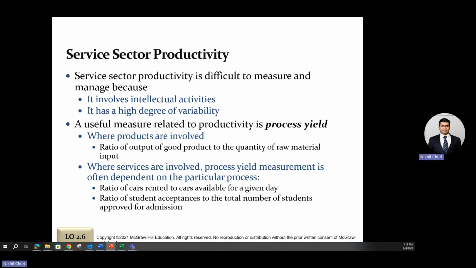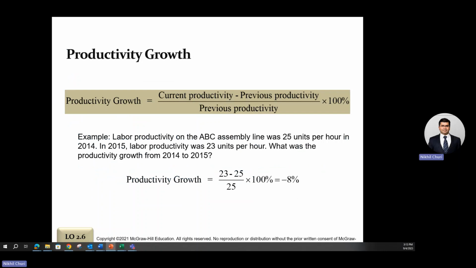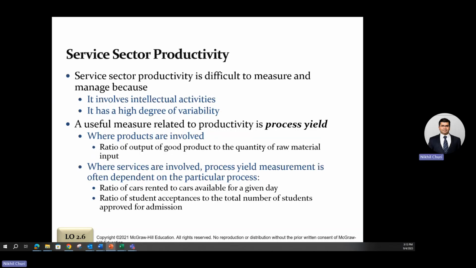Now, previously the examples we saw were units produced, so it's more of a production or manufacturing type of product that was made. For service sector productivity calculation, let's see some theory. This is always difficult to measure and manage because it involves intellectual activity.